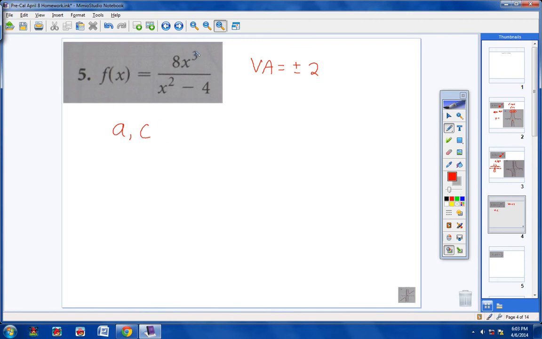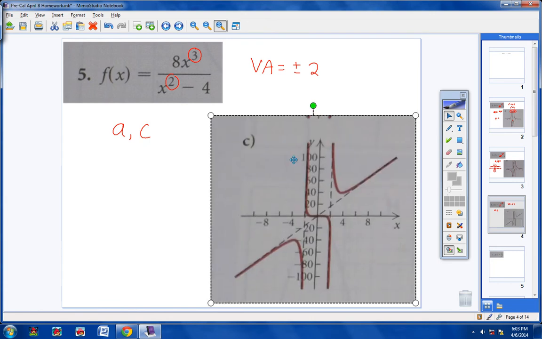Now notice you have a degree of 3 and a degree of 2. Notice that 3 is exactly 1 more than 2. So that means you have a slant asymptote. Now which one of these problems, A or C, look in your books, has a slant asymptote? Well, if you'll look, C does. C has a slant asymptote right here, the dotted line right here. And so C has to be the graph that fits number 5. These were really good. 1, 3, and 5 were good thinking problems, okay?